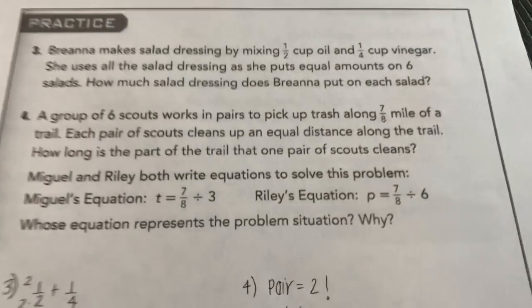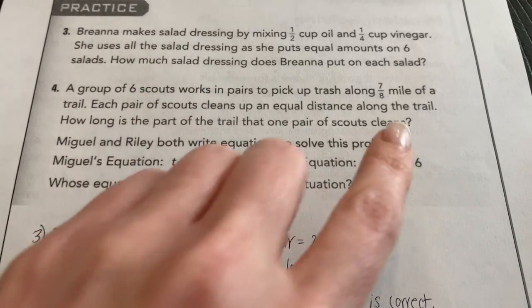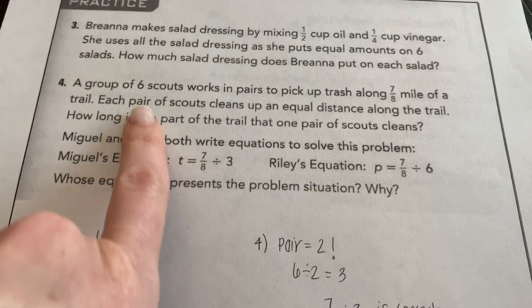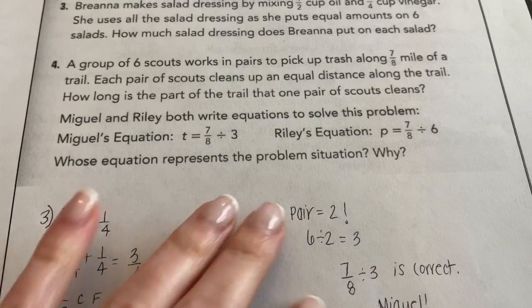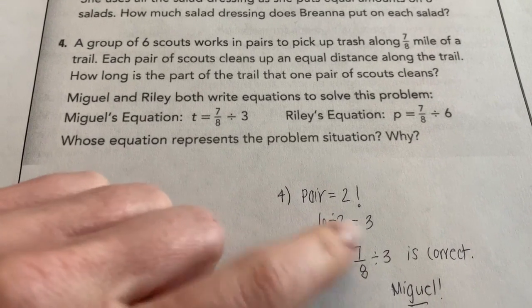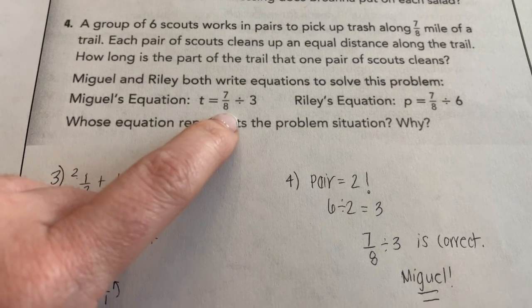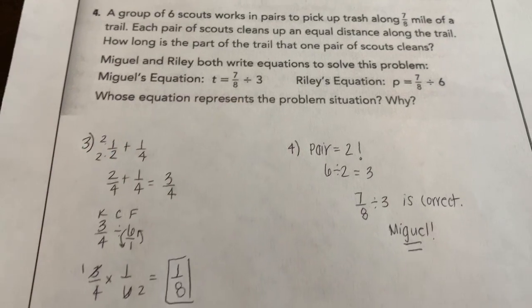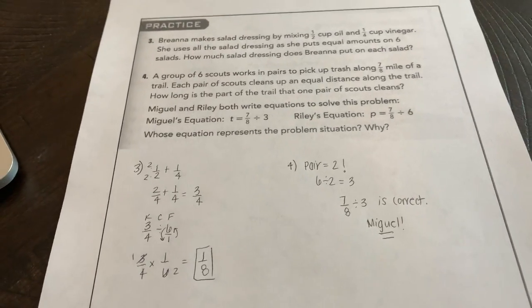For number 4, you have to read carefully again. They're telling us there's 6 scouts, so you would be thinking that you're dividing the 7/8 into 6. However, they're saying each pair of scouts. So a pair is 2 people. So before you do your division, you need to divide the 6 by 2, which is 3. So Miguel's equation is actually correct because he's dividing that 7/8 of a mile into 3 instead of 6 groups. So Miguel is correct.